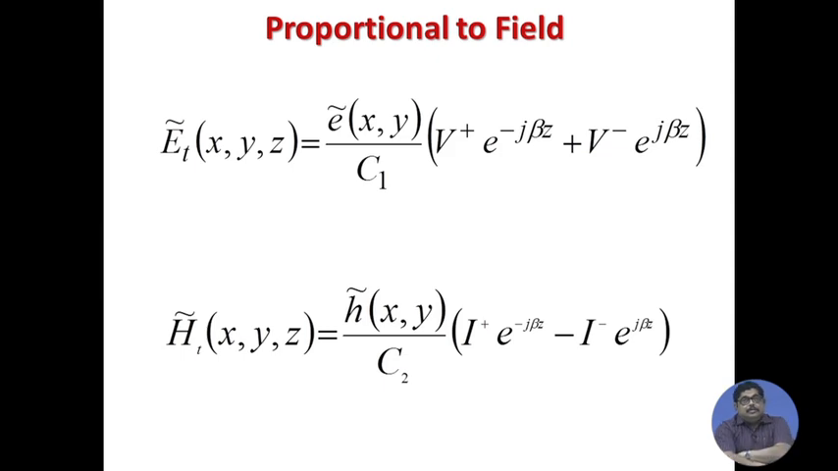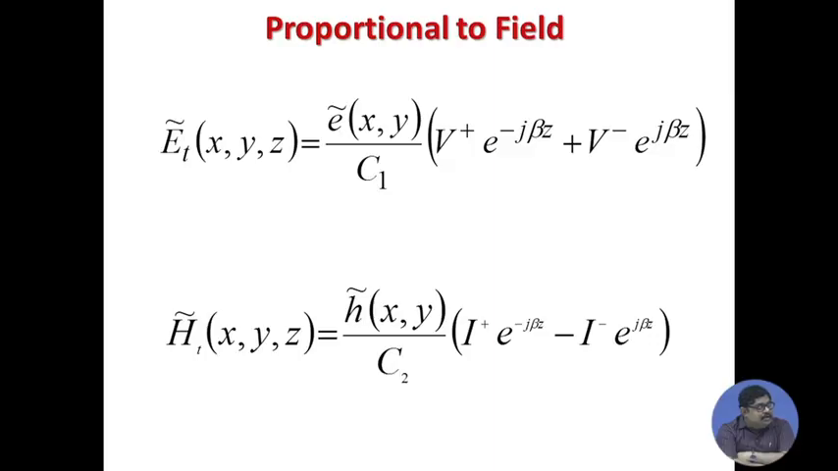Now, see that the guidelines for defining equivalent voltage current, the first two points are the equivalent voltage is proportional to the transverse electric field. That is why we are writing E t (x, y, z), that should be written as V plus by C1, C1 is a constant.